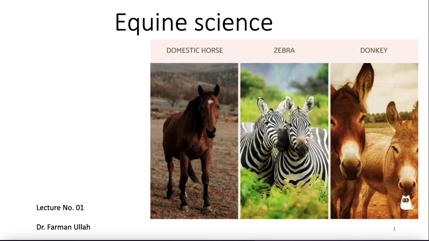Let's exclude the zebra from this group, because of its behavior, it is not a domesticated animal, while horse and donkey, these are the domesticated animals. There are different forms of both horses and donkeys all over the world, kept for various purposes. In the lecture, you will become familiar with all the uses of these animals.